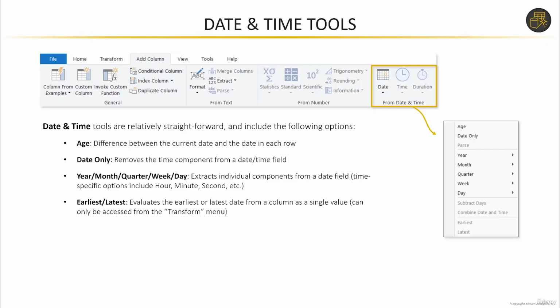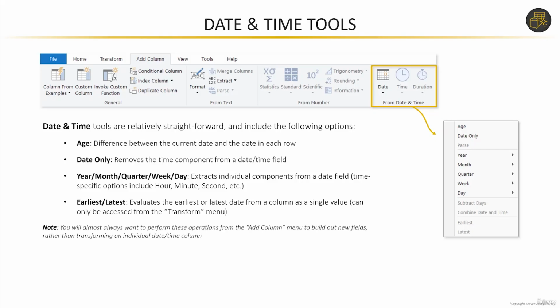And you'll see that those two are at the bottom of the list, and they're actually both grayed out. And that's because we're in an Add Column menu, and both of these functions act just like statistics tools, and they return a single value. So to access those two options, you'll actually need to grab them from the transform option. And as you might have guessed, the earliest option is going to return the earliest date in the column. Latest is going to return the last date.